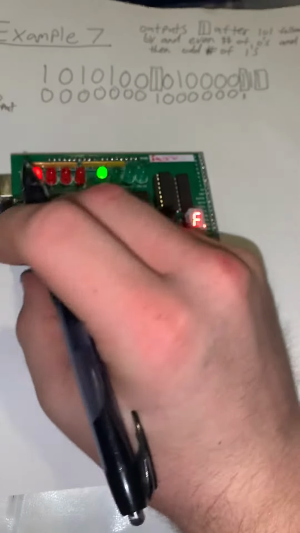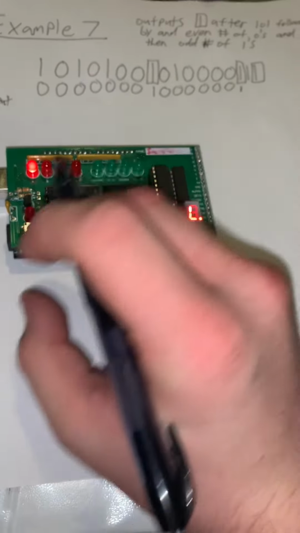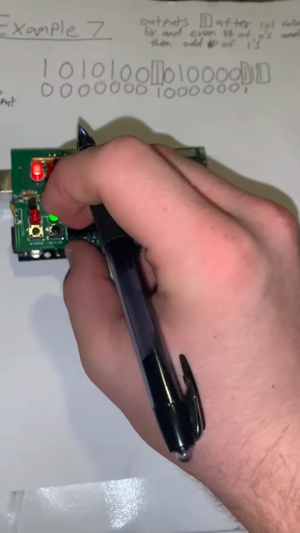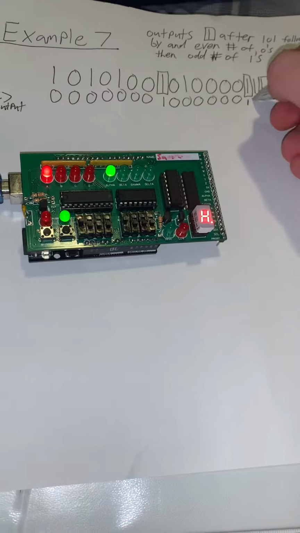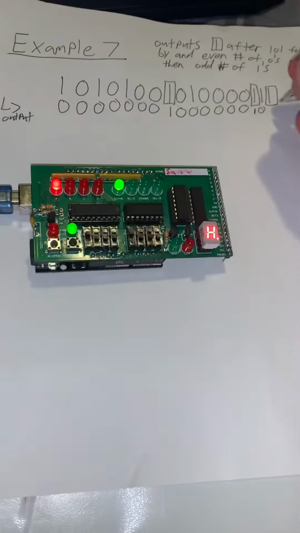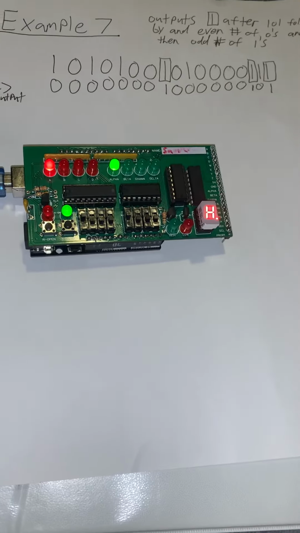Then I give it a 1. And when I clock it in, it gives me a 0. And then once I'm at H and I give it a 1, it gives me the 1 output, finishing the code.